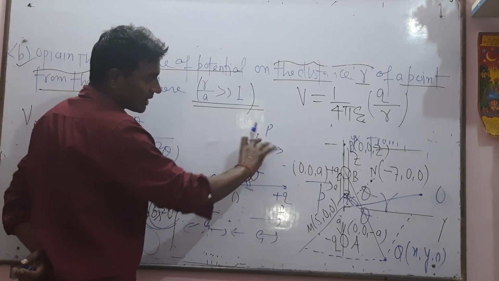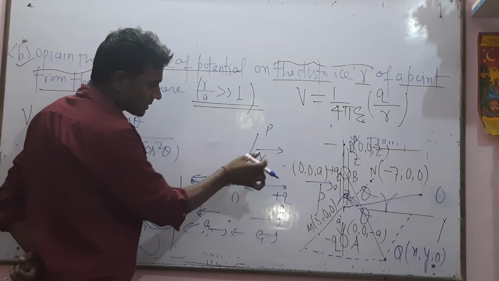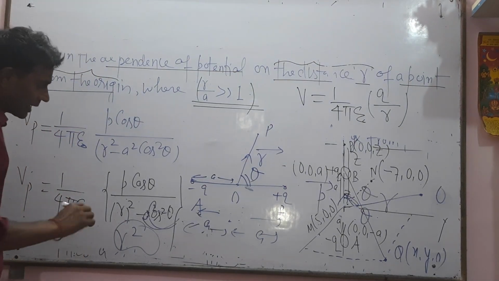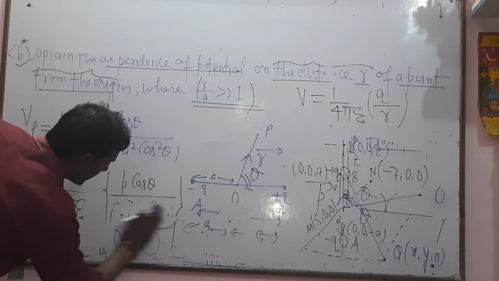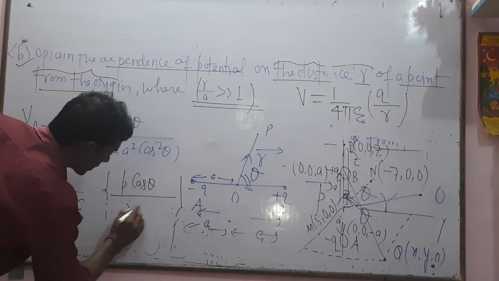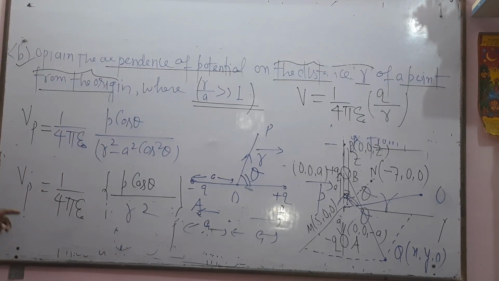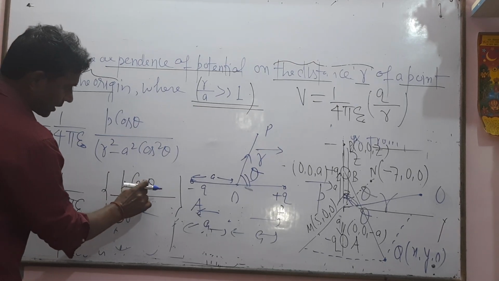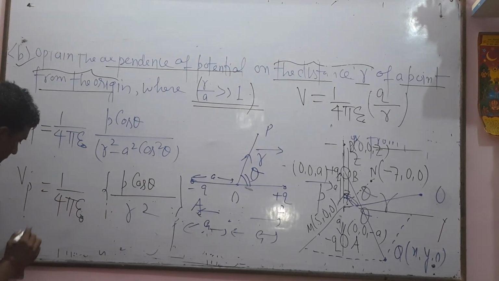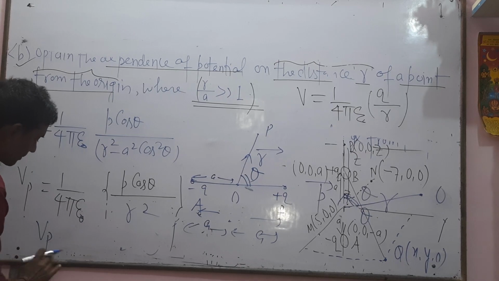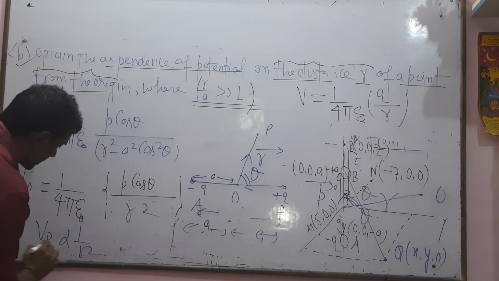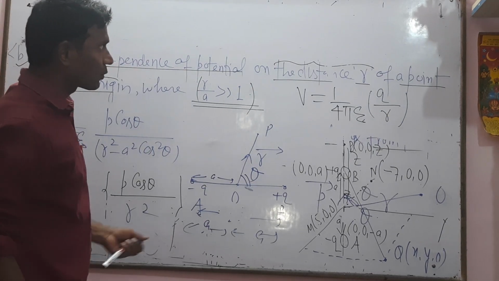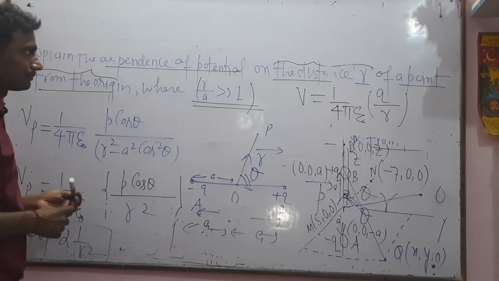Sorry, r is a very large distance. So a squared into cos square theta is a very small quantity. Implies that we can say that value is equal to r square. So 1 upon 4 pi epsilon naught is a constant, p is constant, cos theta is constant. Implies that the electric potential at point P is proportional to 1 by r square.